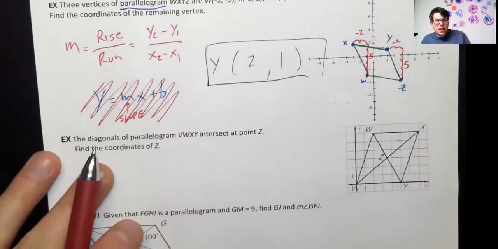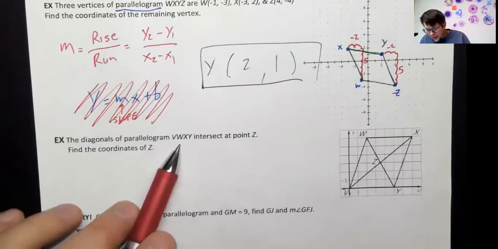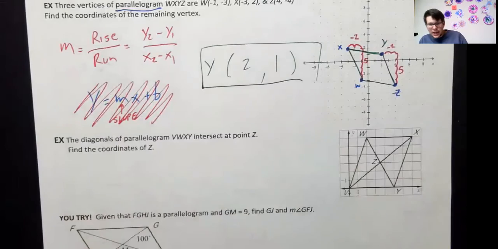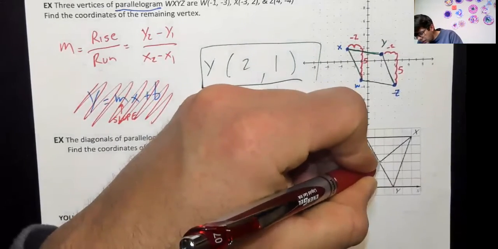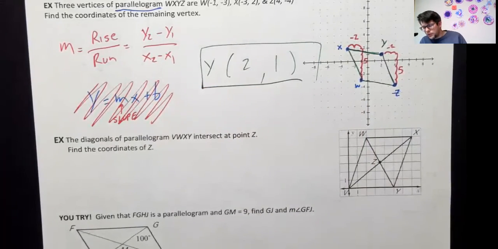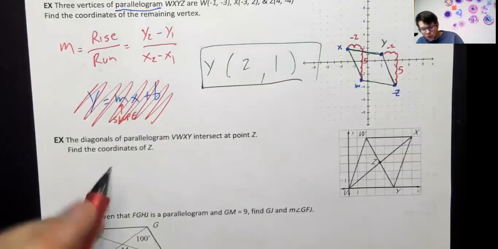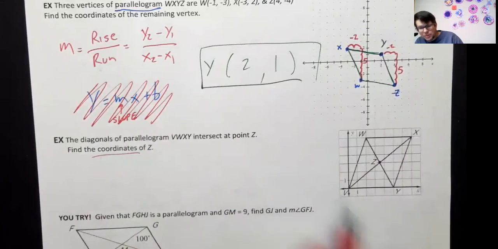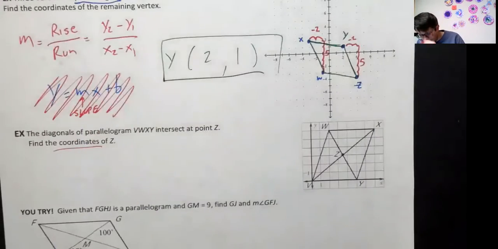Next example is similar to that, except this time it says that the diagonals of the parallelogram, so we are bringing in our diagonals now, are going to meet at point Z right here in the middle. Find the coordinate of Z. So since we're looking at coordinates, it would be wise to know some of these other coordinates, so I'm going to take care of that right off the bat.